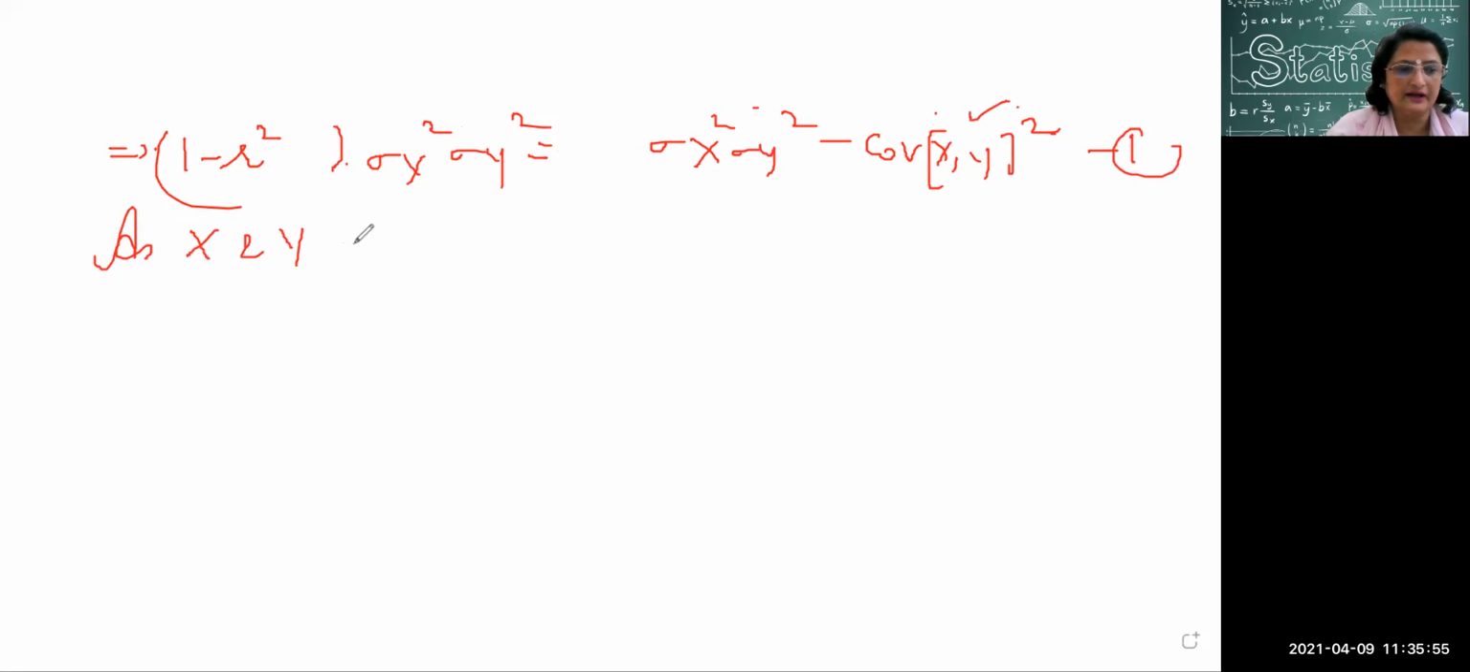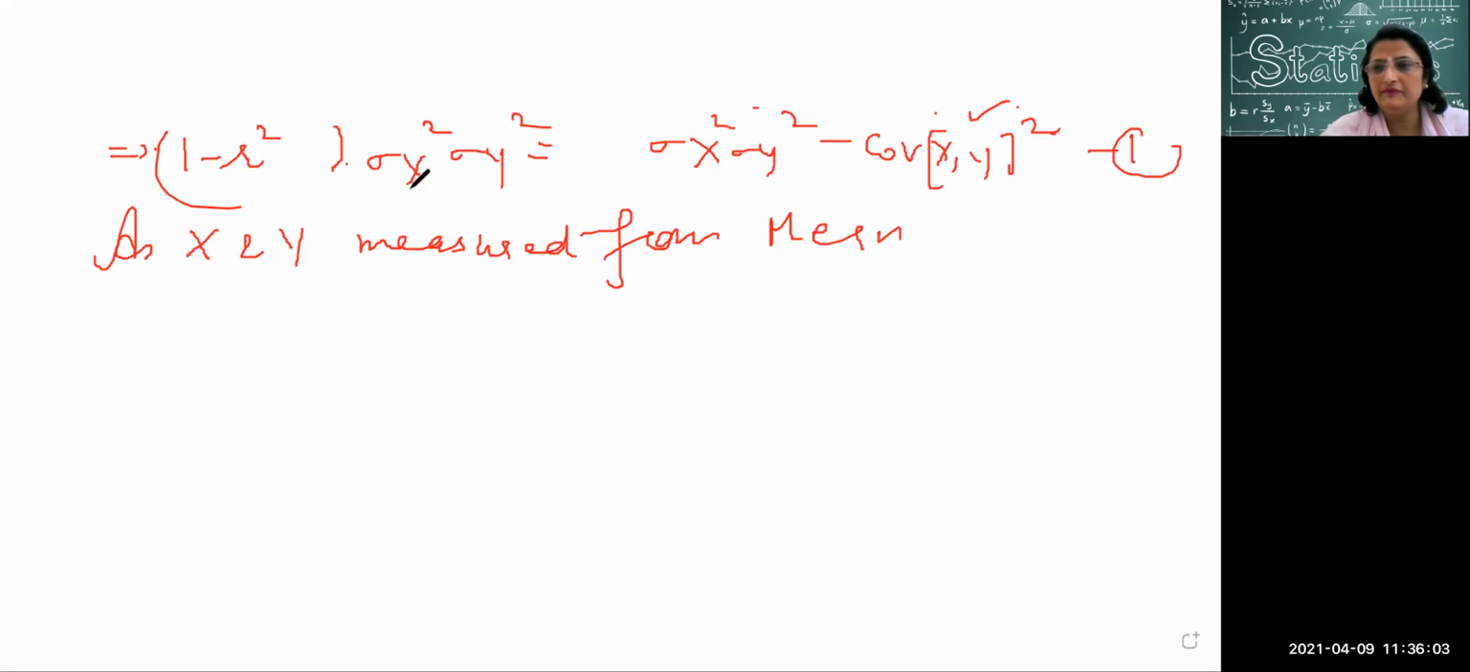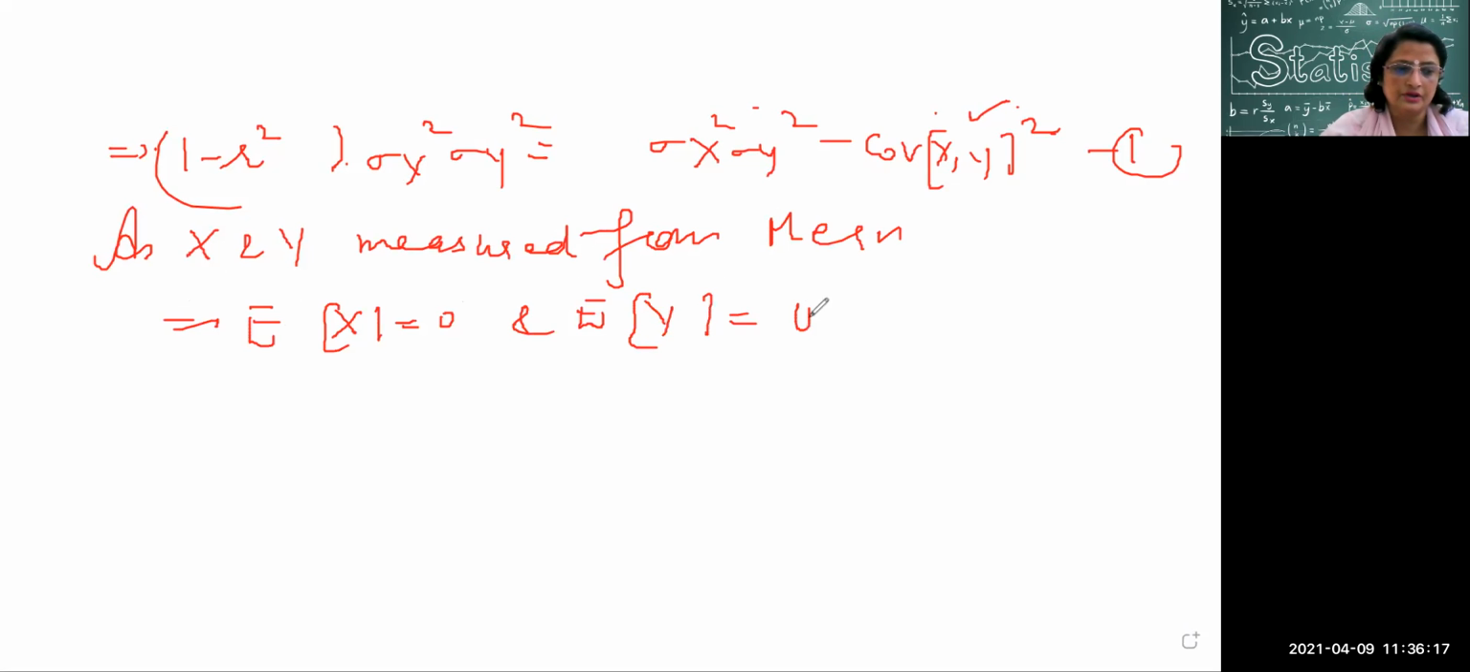So since x and y are measured from means, when we take the deviations from the mean and take the sum of those deviations, that is always equal to 0. It implies expectation of x is equal to 0 and expectation of y is equal to 0. If expectation of x is 0 and expectation of y is 0, it implies expectation of u is equal to 0 and expectation of v is also equal to 0.